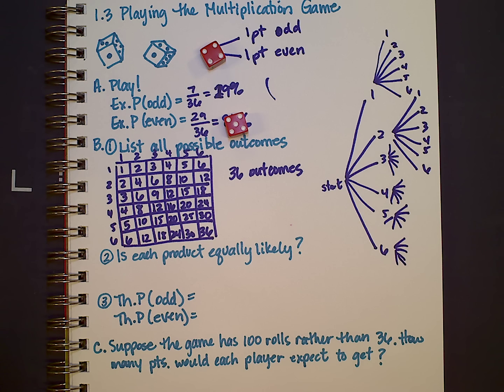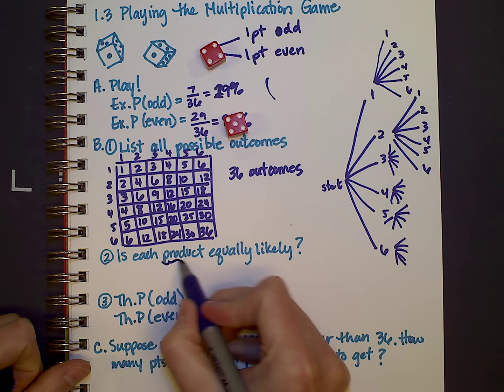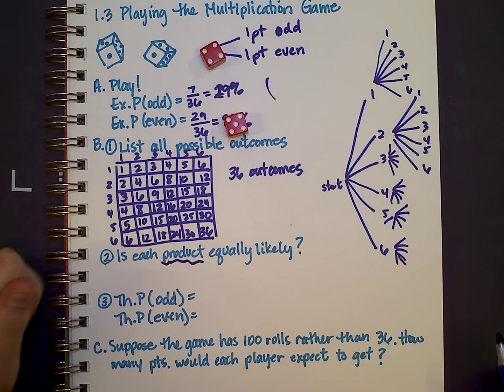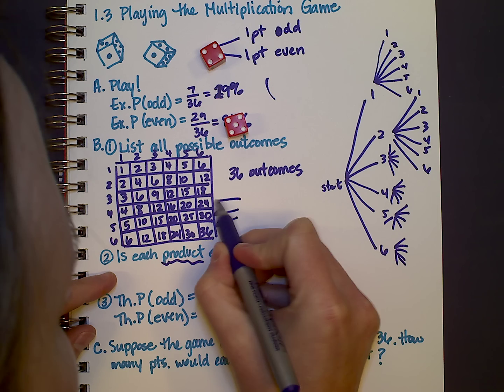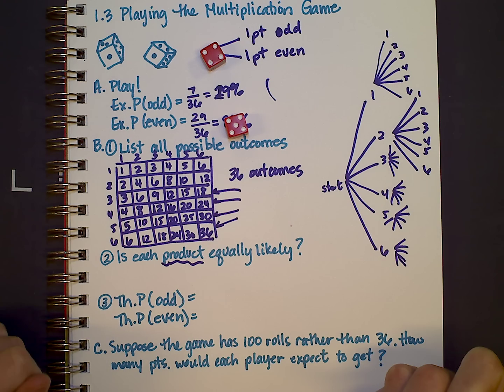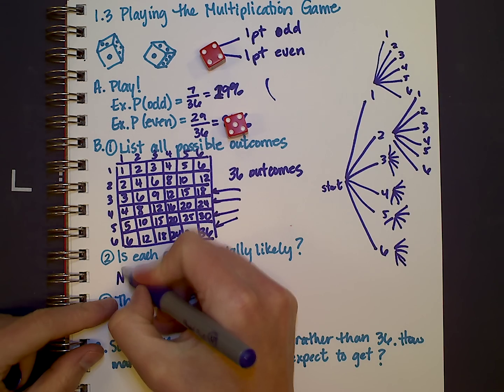Alright, the next one is each product equally likely. Well, this is a key word here, is each product equally likely. Because we would say that each individual outcome here is equally likely. But each product is not equally likely.